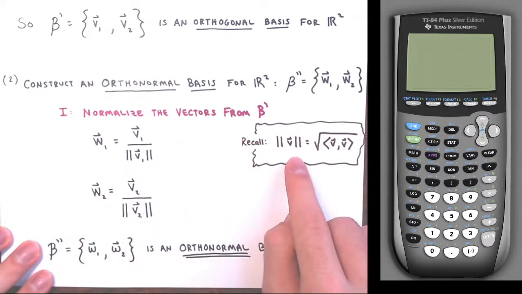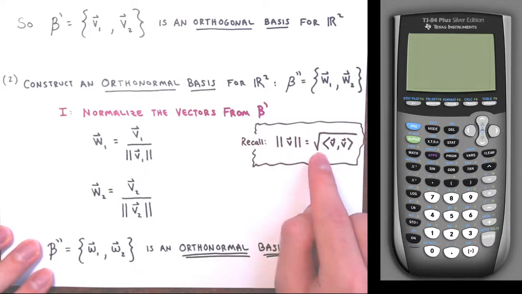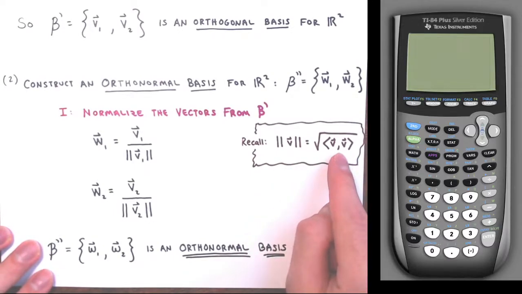And just remember how to find the norm using an inner product. The norm of a vector in an inner product space is the square root of the inner product of that vector with itself.